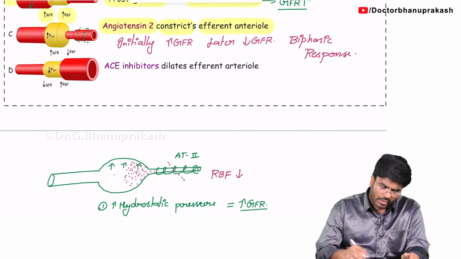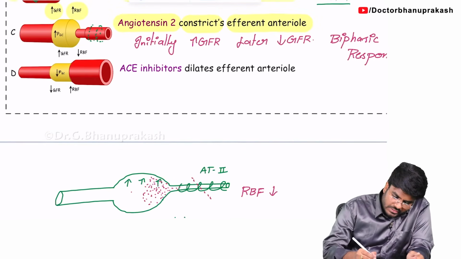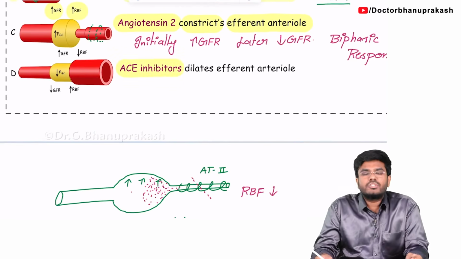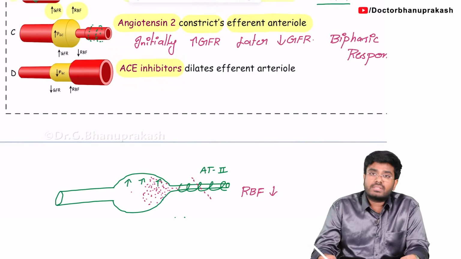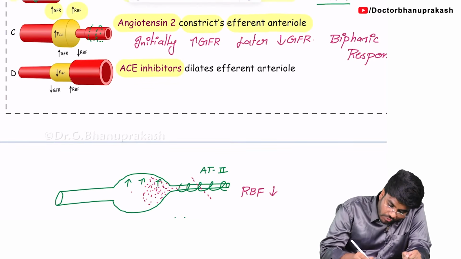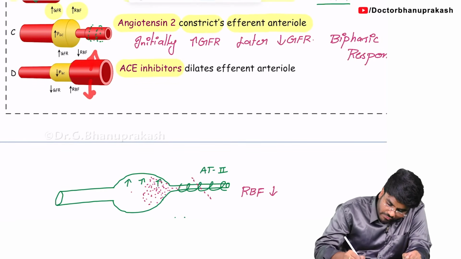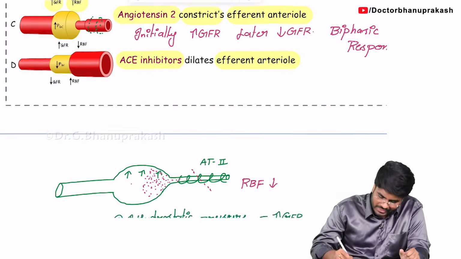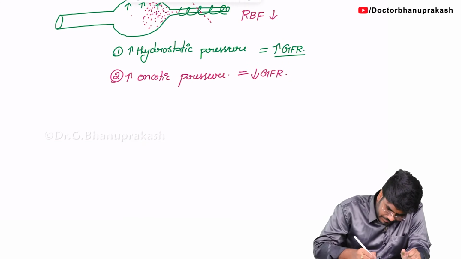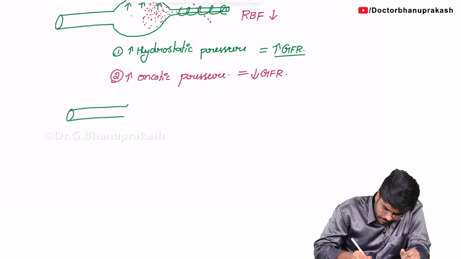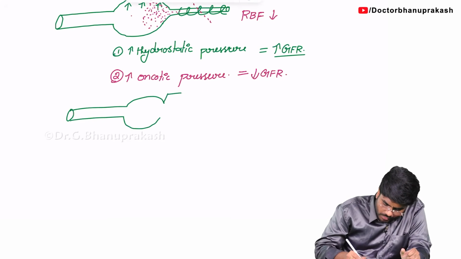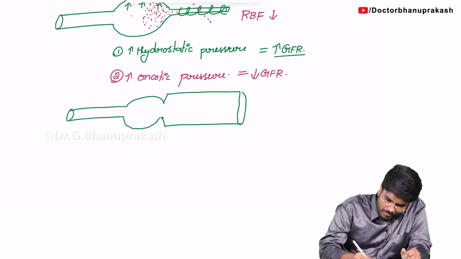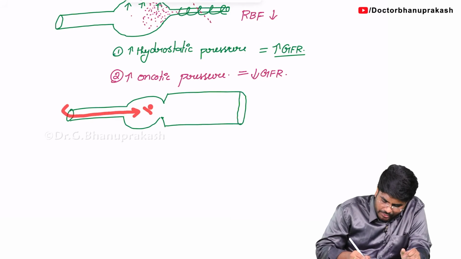Okay, done. Now last is, sir, if I use drugs called ACE inhibitors, angiotensin converting enzyme inhibitors, what happens? These drugs will cause a dilation of the efferent arteriole. Now think what will happen when the efferent arteriole is dilated. Look at here guys, afferent arteriole, no problem, glomerular capillaries. Now what happened to the efferent arteriole? It is dilated. Now blood is coming like this into the glomerulus.